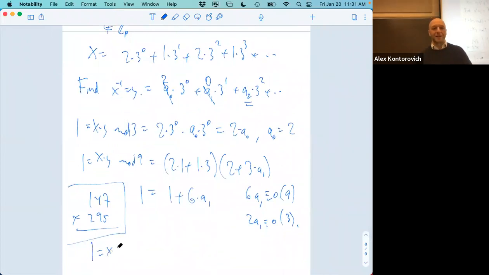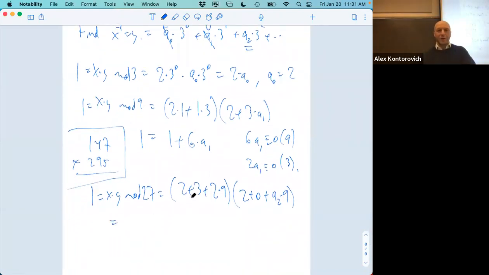So now I have 1 is equal to x times y mod 27. X is 2 plus 3 plus 2 times 9. I'm looking mod 27. Y is 2 plus 0 plus an unknown a2 times 9. Right? And now I'm trying to solve for a2. So when I multiply this out, here I have 18 plus 5. 18 plus 5 is 23. So let's call that -4 mod 27.